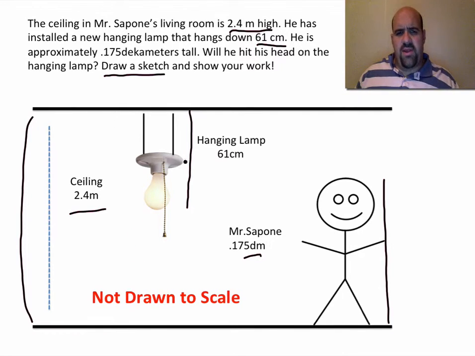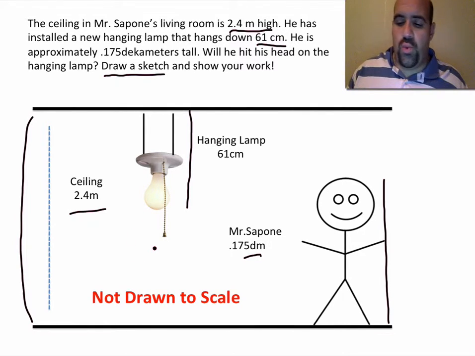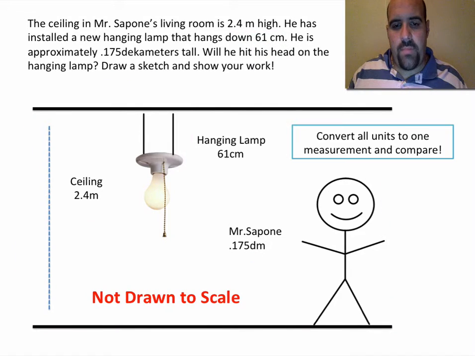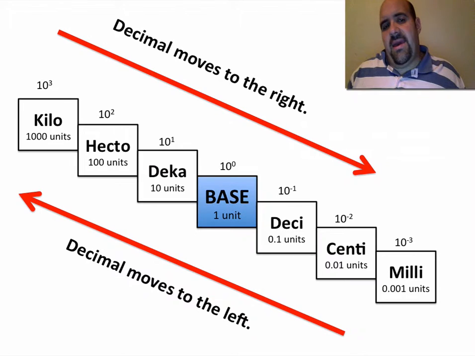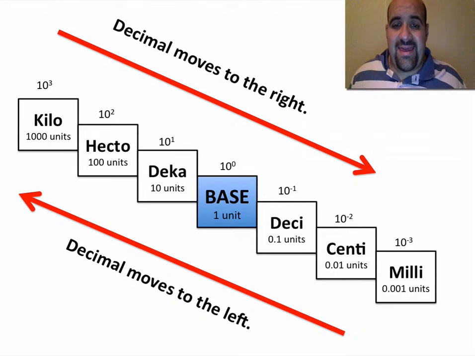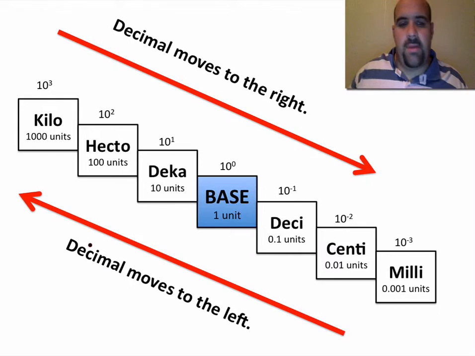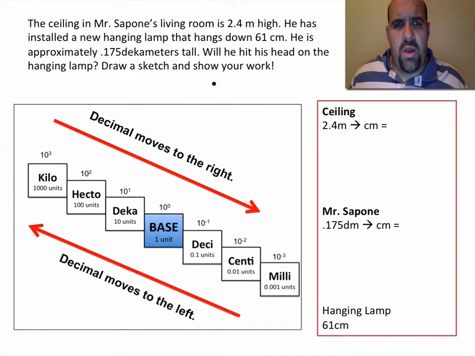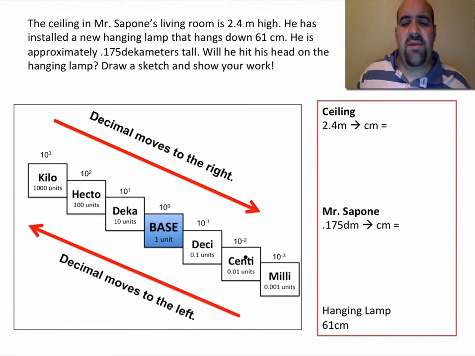So what we want to do is convert all three of these to the same unit and then compare the results. And we are going to do that using the metric ladder system, going up or down steps on the metric system. So again, I'm going to take my three values. The ceiling is 2.4 meters high. I'm going to convert everything into centimeters. The hanging lamp is in centimeters, and I find this conversion easier.